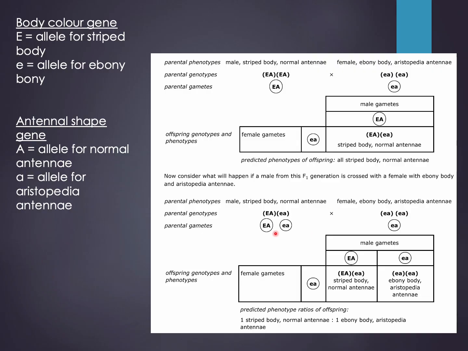Again, separate out your gamete possibilities. You have two different possibilities here. So here are the male gametes and only one for the female. So there's the gamete choice for the female. And crossing them, we would get a striped body with a normal antenna and then an ebony body with aristopedia antenna.